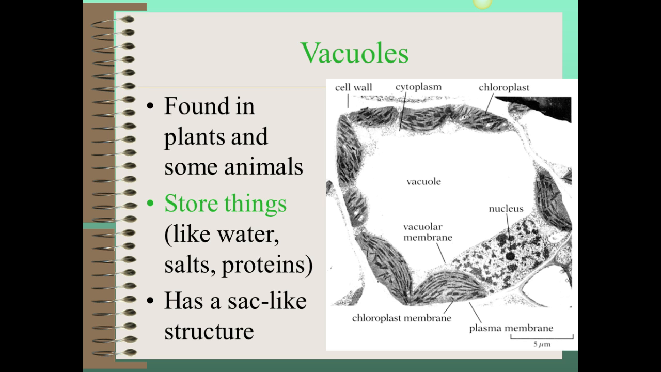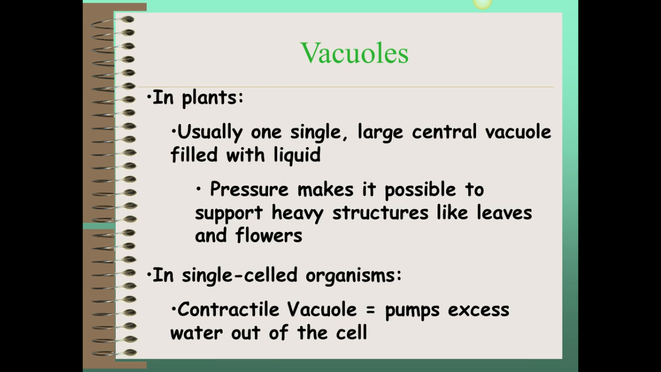Your vacuole is found in plant and animal cells, but they're extremely large in a plant cell. They store things like water and salts and proteins, and it's a sac-like structure, a lot bigger in the plants than in the animal cell. The water within the vacuole inside the plant cell has pressure, which gives the leaves and flowers support, things that are heavier for the plant to hold up. The vacuole will push out on the tissues and help give that structure.